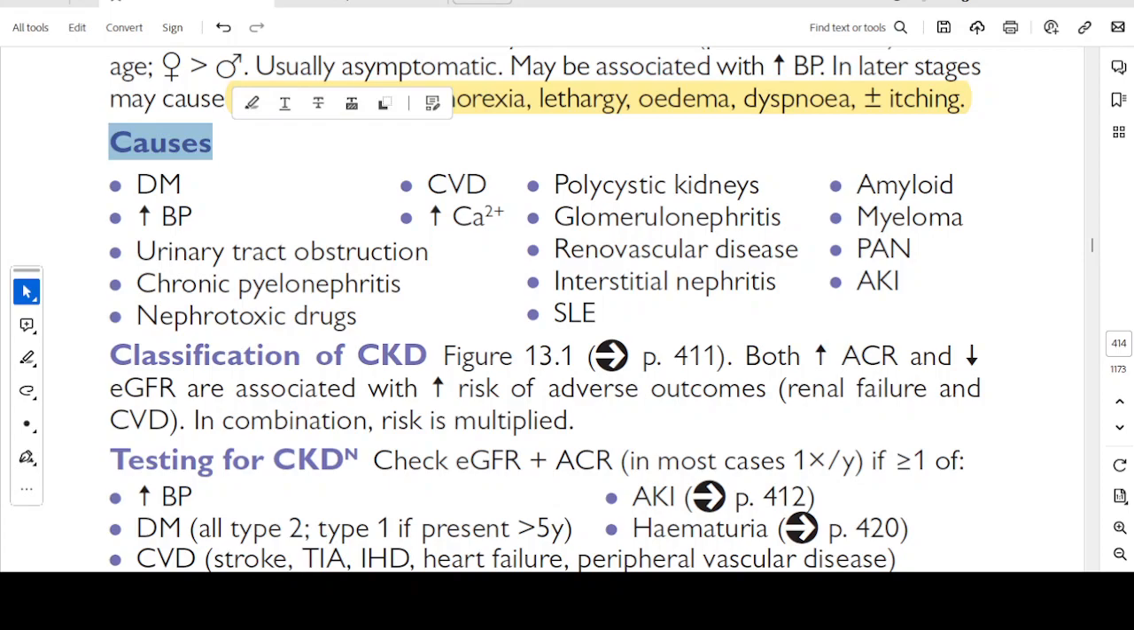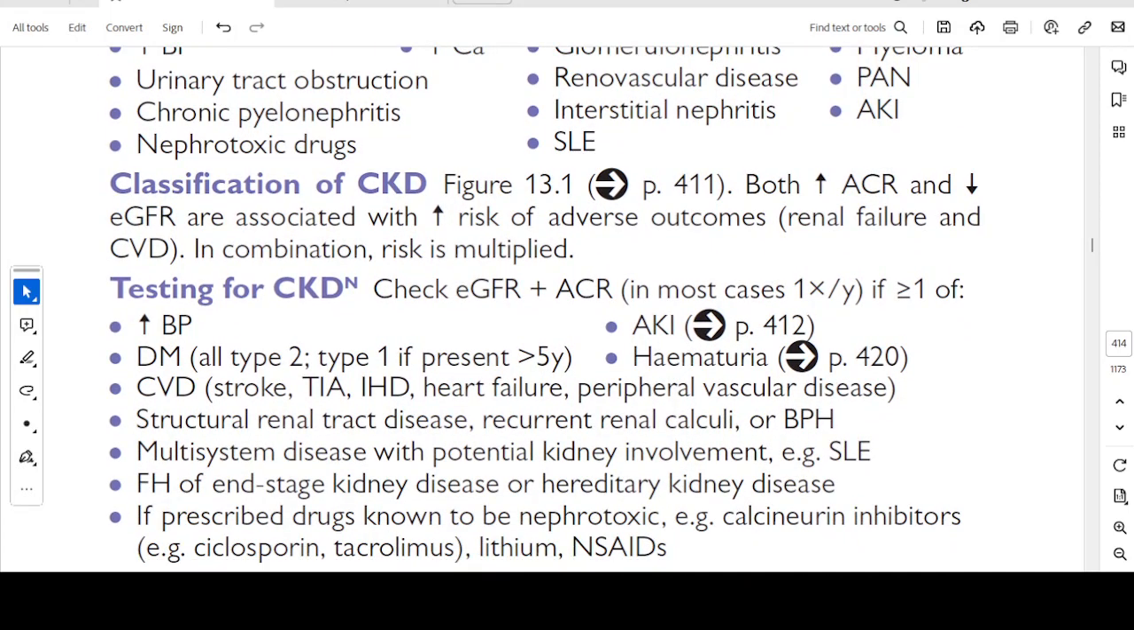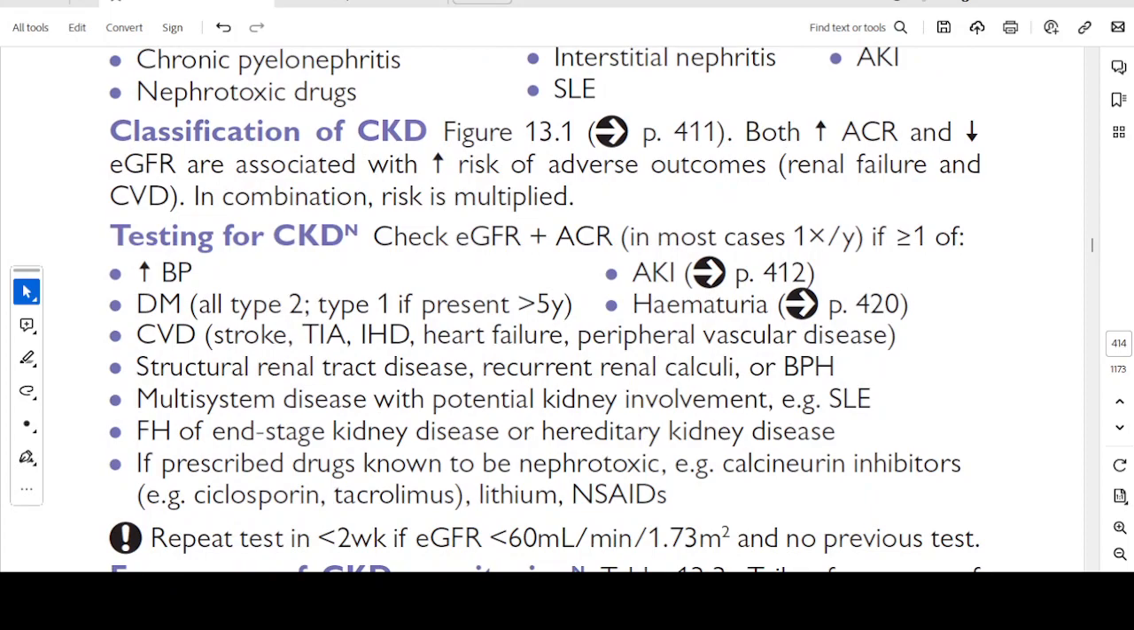Causes of chronic kidney disease: diabetes, hypertension, urinary obstruction, chronic pyelonephritis, nephrotoxic drugs, increase in calcium, polycystic kidneys, glomerulonephritis, renovascular disease, interstitial nephritis, SLE, amyloid, myeloma, PAN, and acute kidney injury. Classification of CKD, Figure 13.1. We have already seen that classification. Both increase in ACR and decrease in GFR are associated with increased risk of adverse outcomes, renal failure and CVD. In combination, risk is multiplied.